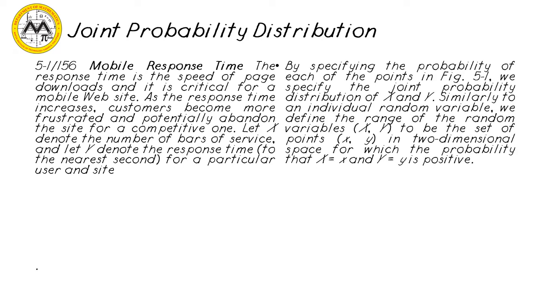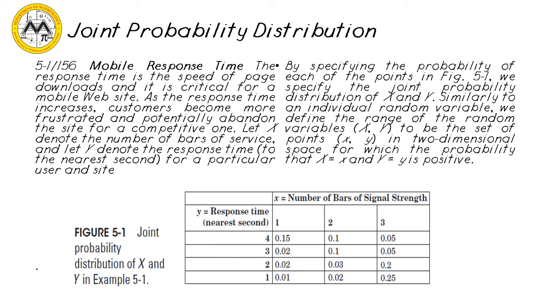By specifying the probability of each of the points in 5.1, we specify the joint probability distribution of X and Y. Similar to an individual random variable, we define the range of the random variables X and Y to be the set of points (x, y) in two-dimensional space for which the probability of X equal to x and Y equal to y is positive. So these are the signal strengths, 1 bar, 2 bars, and 3 bars. And the response time rounded off to the nearest second would be 4 seconds, 3 seconds, 2, and 1 second. So these are the corresponding probabilities. Take note of this table because we might be using this in the succeeding examples.